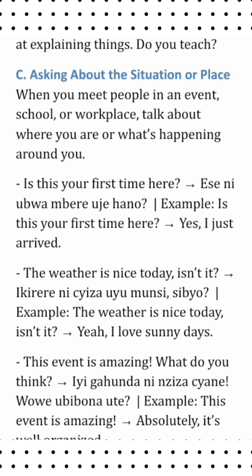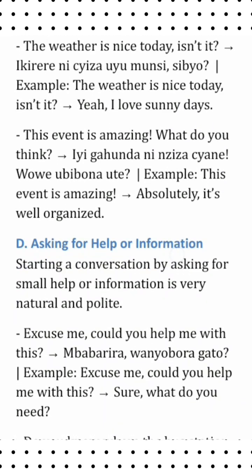So let's see another way, which is asking for help or information. When you start a conversation by asking for help or information, this is also very natural and polite for people who are fluent speakers. So you can use it also. You can go to someone and say, oh, excuse me, could you help me with this? This is a way to ask some help. That's something you can use to start a conversation. Excuse me, could you help me with this?